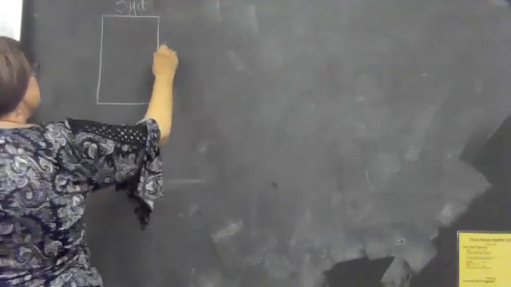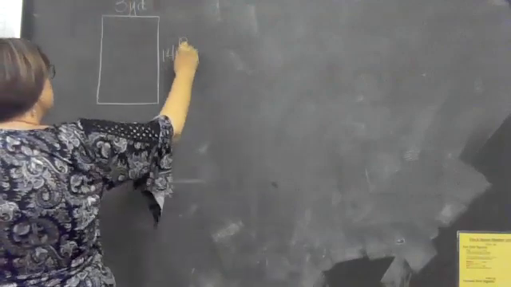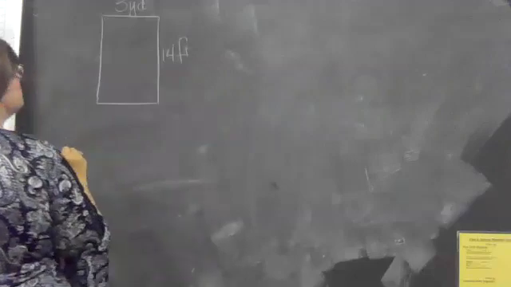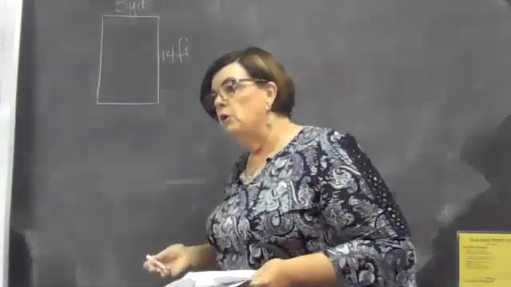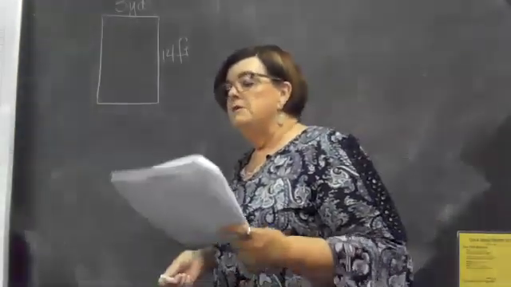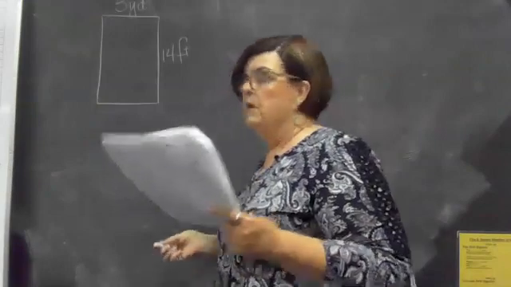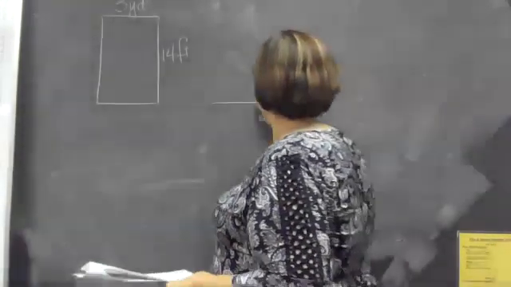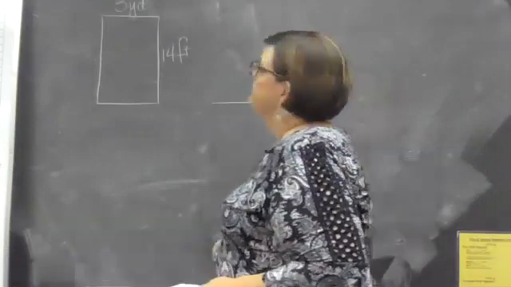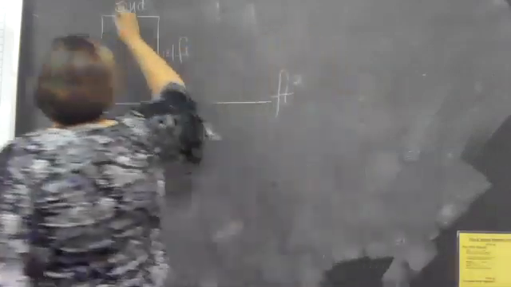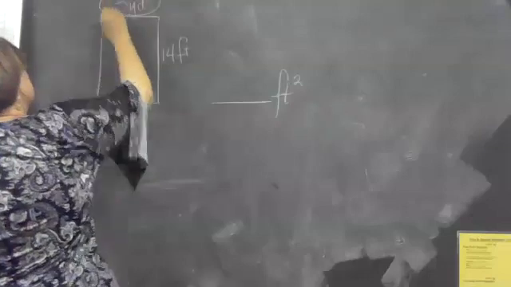And they say 3 yards, 14 feet. So you can see that the units are different. And again, you can go either way. You can change either one of them that you want if it doesn't say in the answers. But in the answer, they want, again, feet squared. So that means I have to change this one to feet.